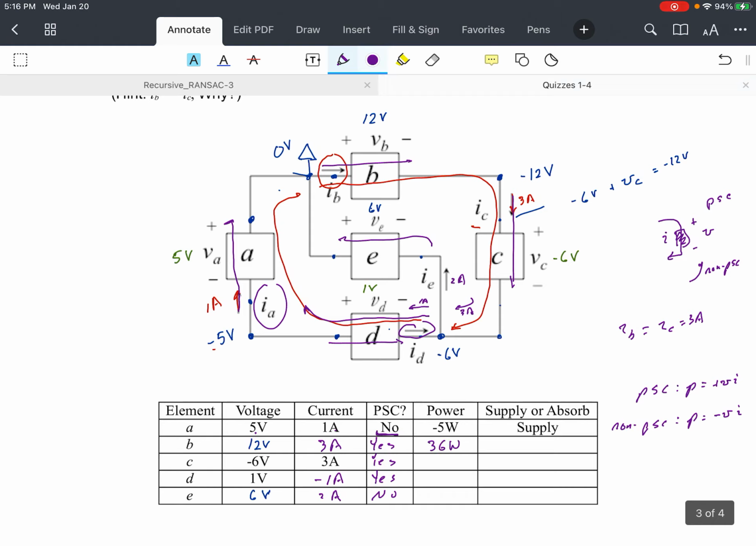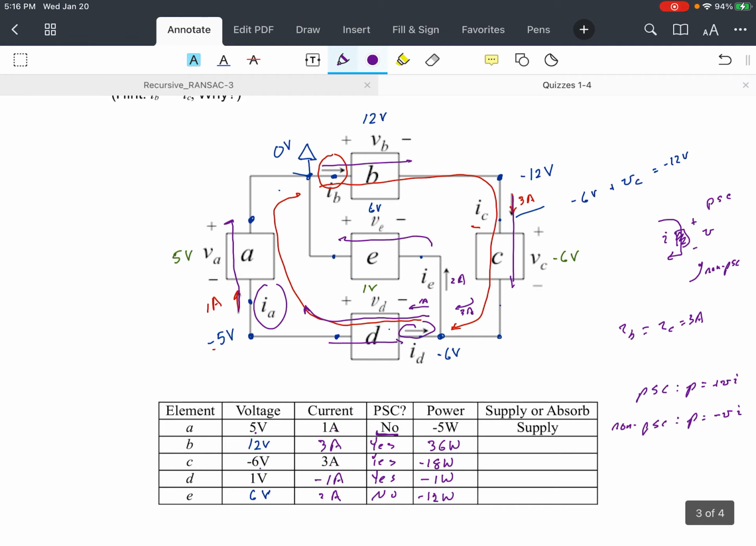Since it's yes, it's going to be a positive V times I, but V is negative, so this would be minus 18 watts. Since it's yes, it's going to be a positive V times I, but I in this case is negative, so we get a minus 1 watt. And since it's no, the power is negative V times I, so minus 12 watts.